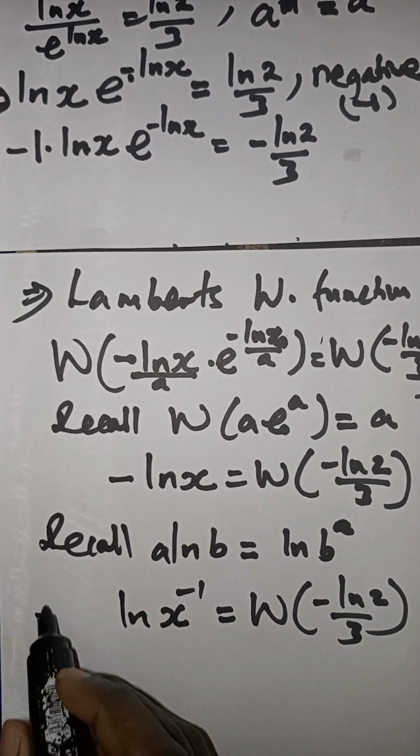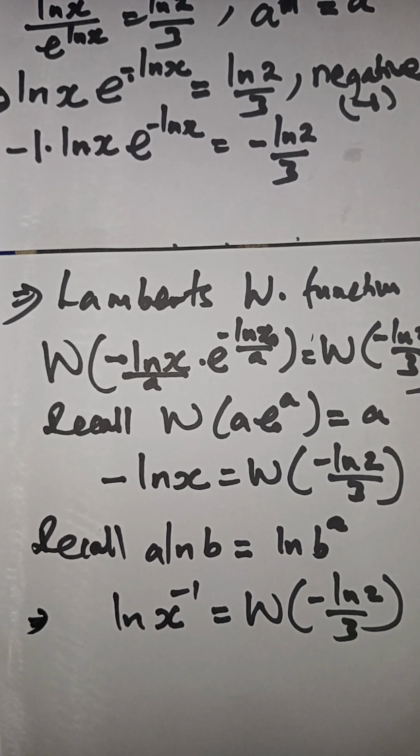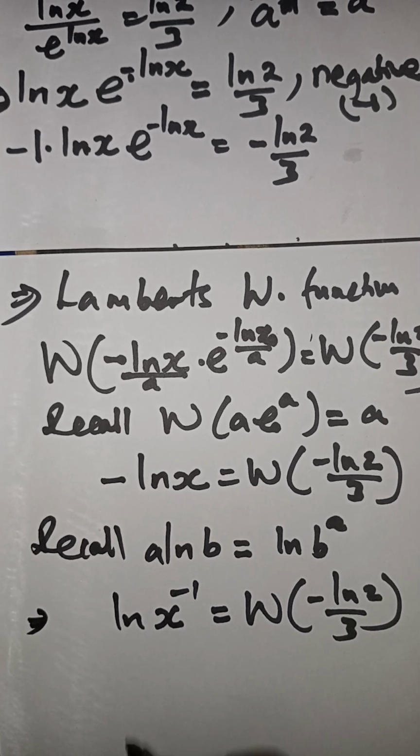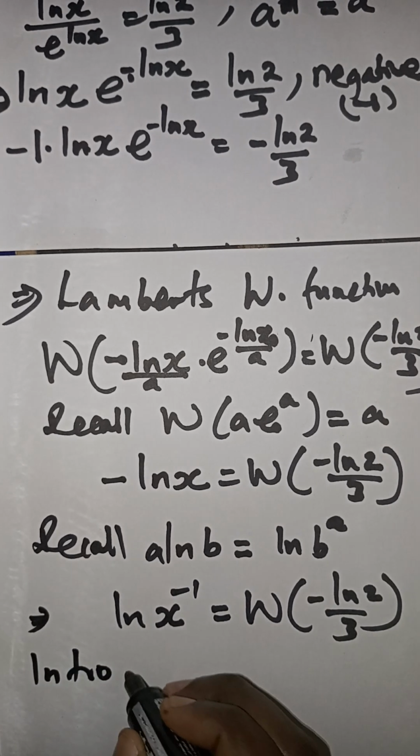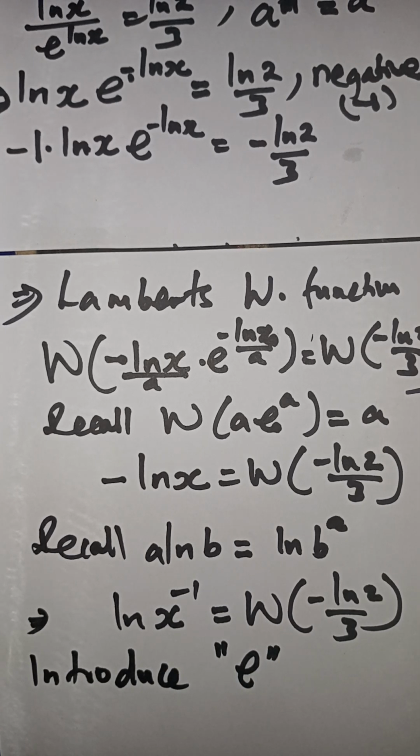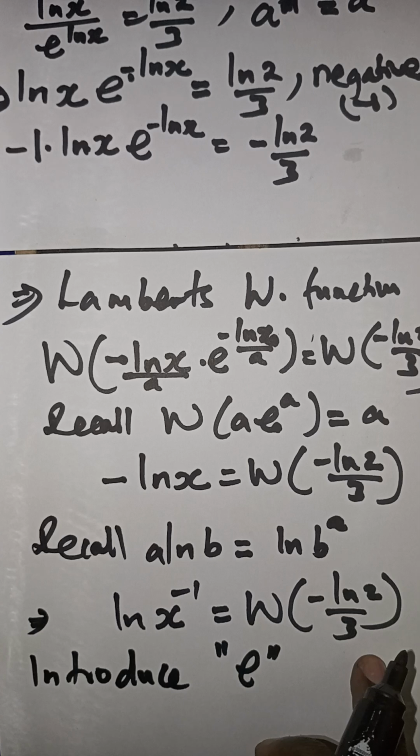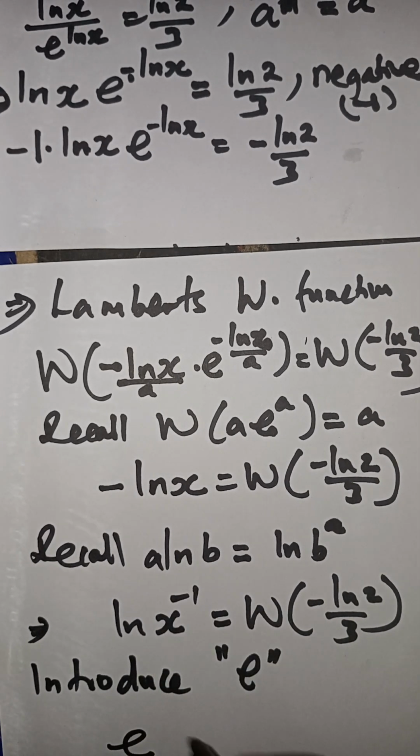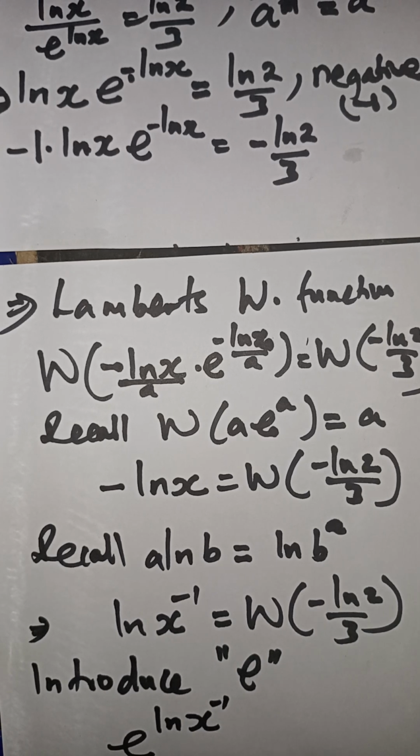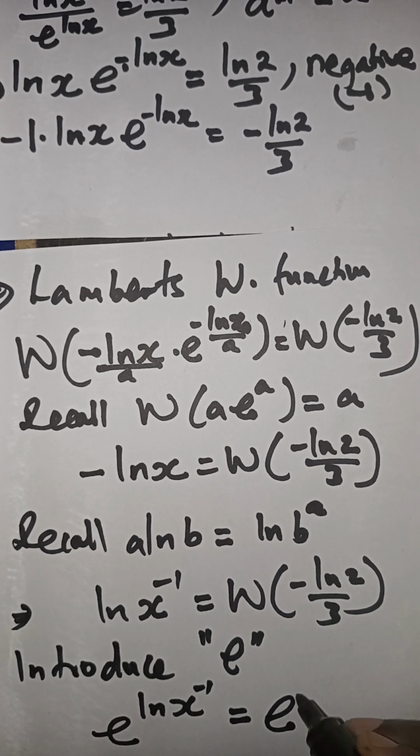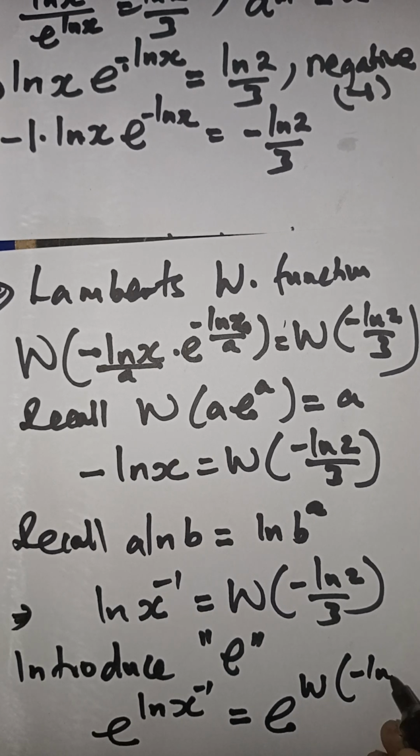At this stage, I will introduce the exponent on both sides of this equation so that I get the exponent of the natural log of x power -1 is the same as the exponent of the W natural log of 2 divided by 3, like that.